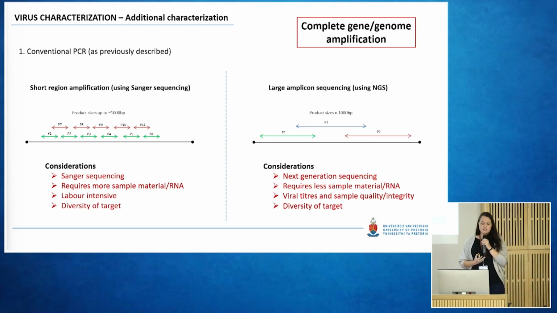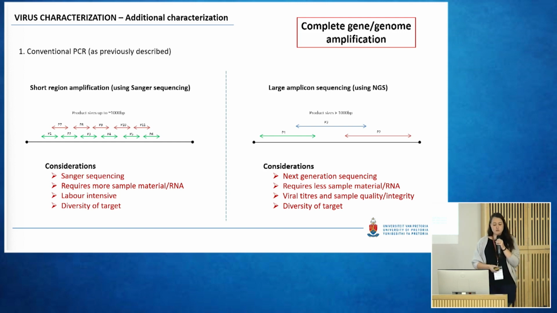So just a little bit on additional characterization. If we want to characterize a virus, we can look at obtaining full gene sequences, for instance, a polymerase or a spike protein, or we can look at complete genome sequencing. There are a few approaches that can be used. I labeled the first one here as conventional PCR. That would be similar to the methods we previously described for testing your samples. It's the similar techniques and equipment that you will need.